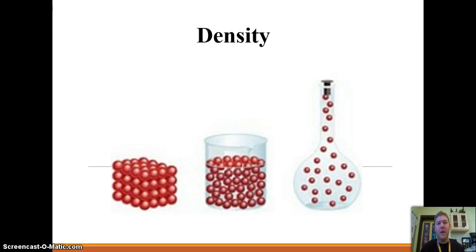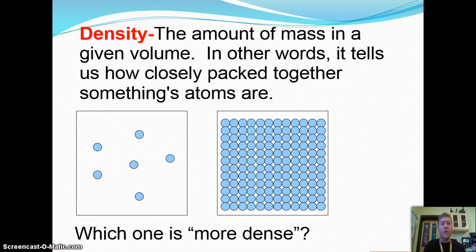Hey there, we're going to talk about density today. And we know density is whether something sinks or floats, but it's more than just that. It's learning about the mass in a given volume and what the atoms and the molecules inside are actually doing within the object and how that affects its density. So let's go ahead and move on with our notes.